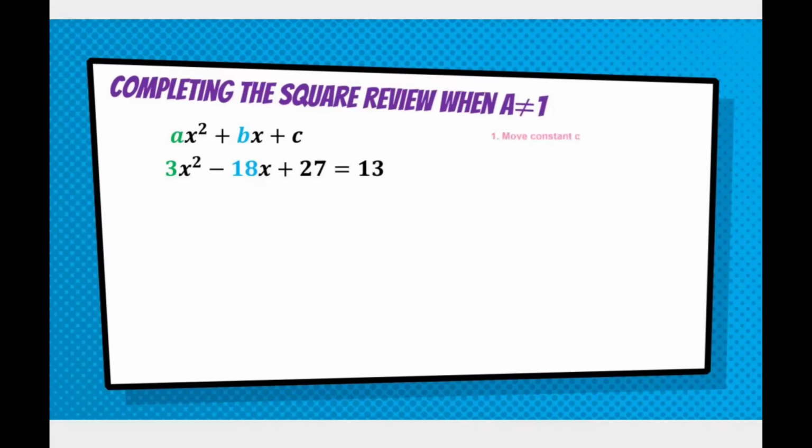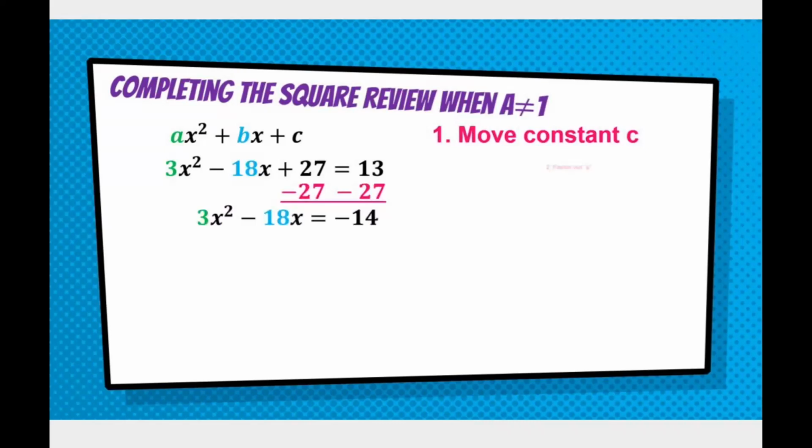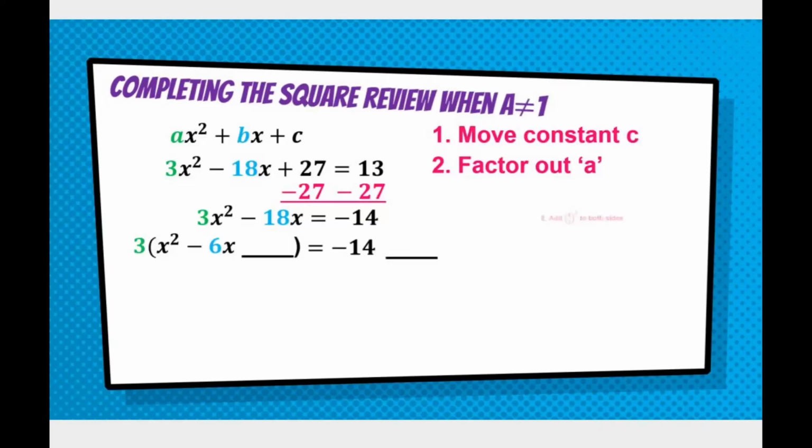Here we have ones kind of similar, but I added an a value that's not 1. We have an additional step we have to do. We're going to start off by moving our constant as we did before. But this next step, we need to factor out our a. So I'm going to factor out my a value. So I'm going to divide 3 out of 3x squared and minus 18x.